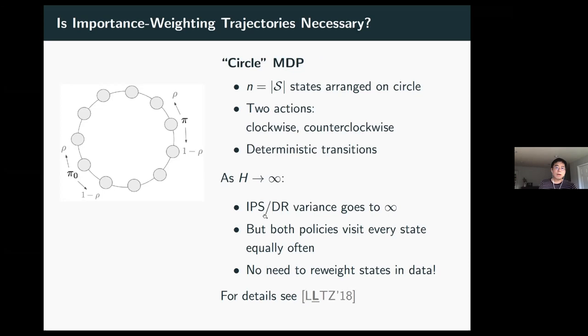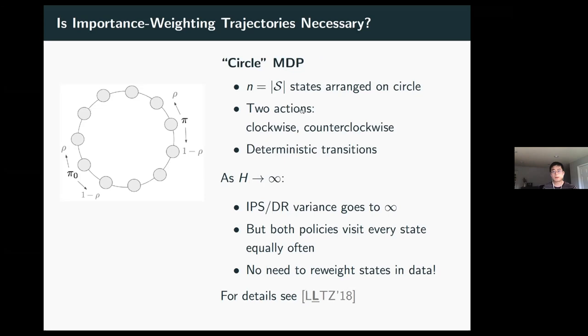Then you can apply IPS or doubly robust. You can see from the previous slide that the variance will blow up exponentially. And if you have an infinite horizon problem where H is infinite, then the variance grows to infinity, so you don't even have a well-defined importance ratio or propensity score. But if you look closer in this case, pi and pi zero give you the same distribution over states. No matter whether you go clockwise or counterclockwise with the same probability, you end up with the same distribution over states, which is uniform. And in this case, you don't actually need to reweight the states in the data. The weighting is just one because it's symmetric.